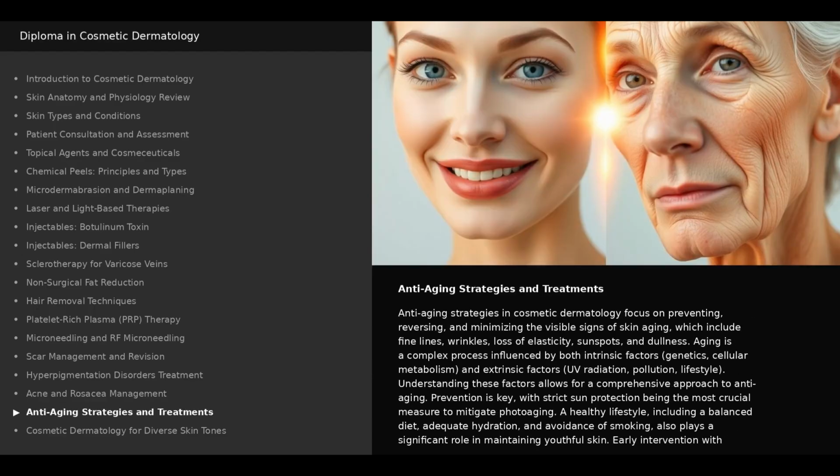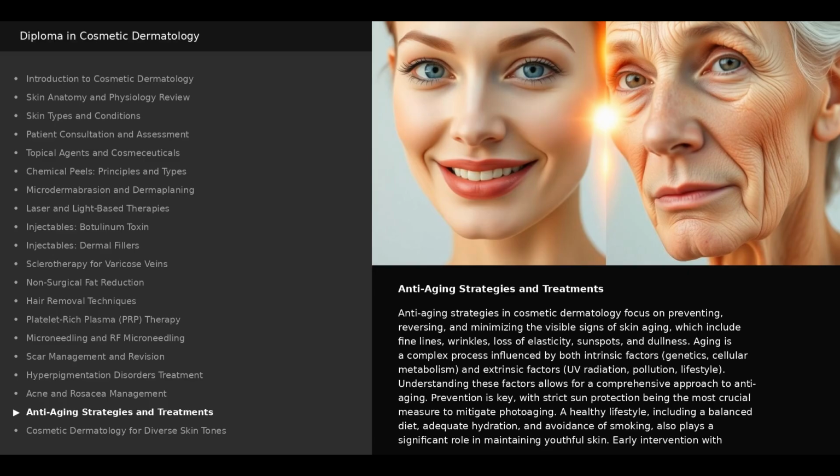Anti-aging strategies and treatments. Anti-aging strategies in cosmetic dermatology focus on preventing, reversing, and minimizing the visible signs of skin aging, which include fine lines, wrinkles, loss of elasticity, sunspots, and dullness. Aging is a complex process influenced by both intrinsic factors, genetics and cellular metabolism, and extrinsic factors, UV radiation, pollution, and lifestyle. Understanding these factors allows for a comprehensive approach to anti-aging.